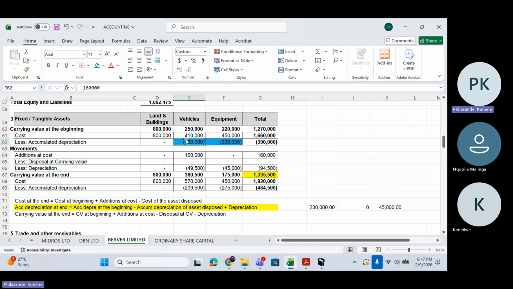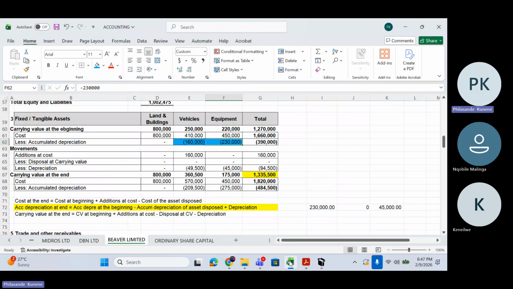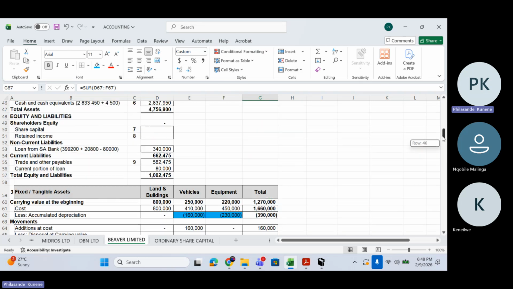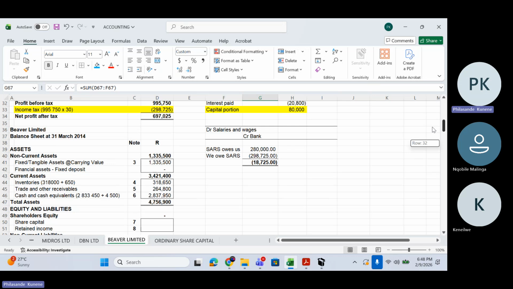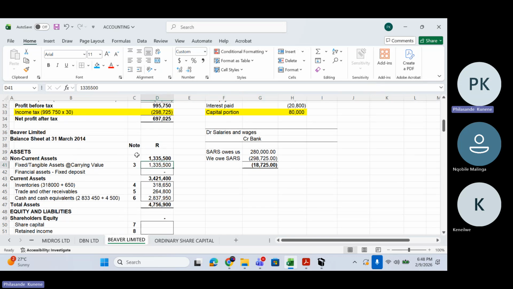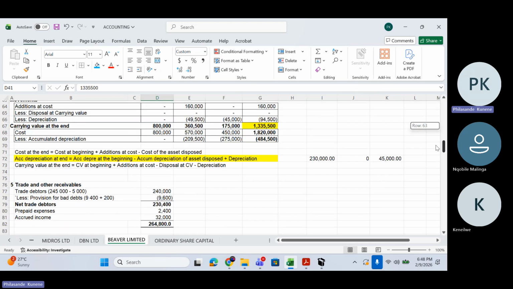I corrected it. The accumulated depreciation for vehicles is 160 and equipment is 230. There is 160 and 230 here, which is something that I corrected, and then we have 1,385,500. This is one of the mistakes I've noted. I don't know how many other mistakes we made. And then I went to our fixed asset note. We have 1,385,500. Okay, and that was the only thing that I corrected so far.